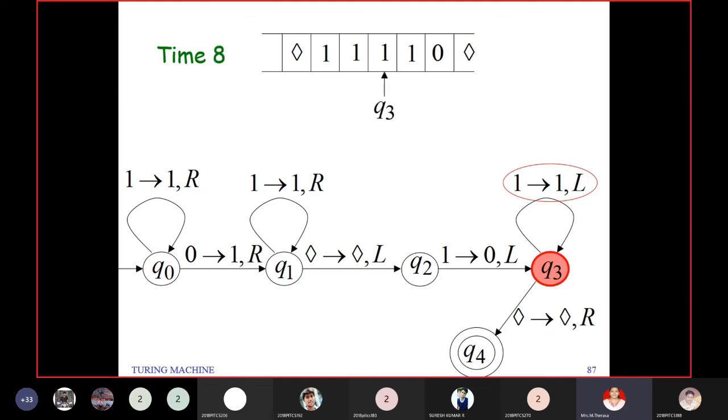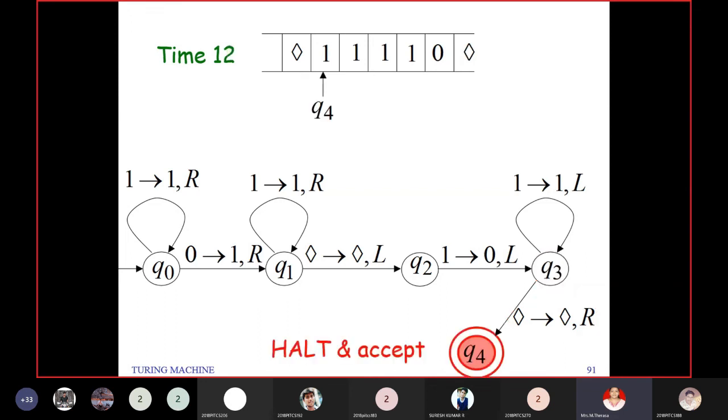Again Q3, 1, move forward. Q3, blank. What you are supposed to do? Go to Q4, that is the halting state, and move right. So this is the final configuration we have considered. Here we have computed x plus y. We have taken x as 2 and y as 2. Now we have got the answer as 4.